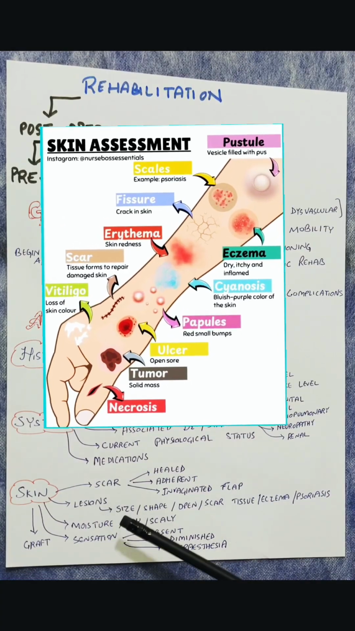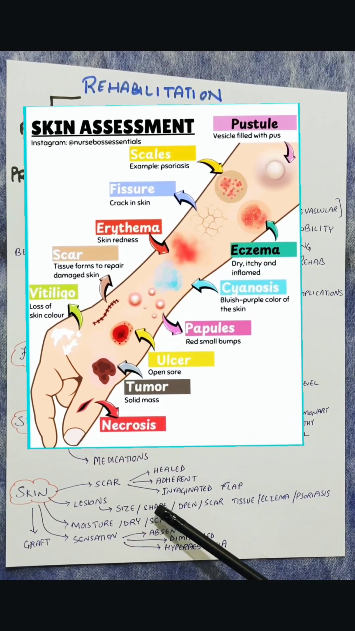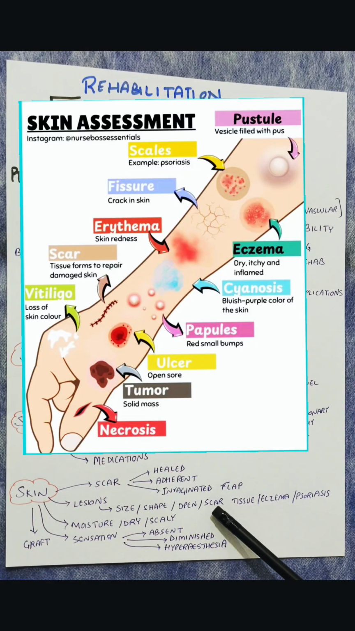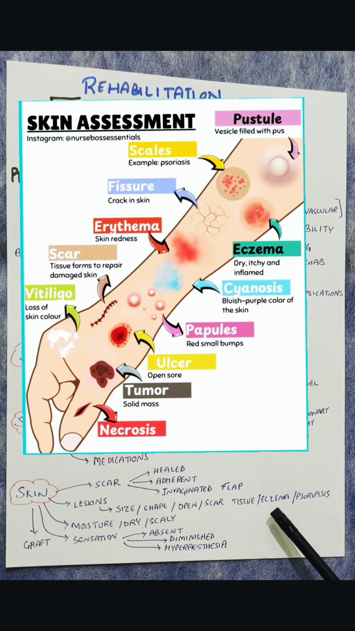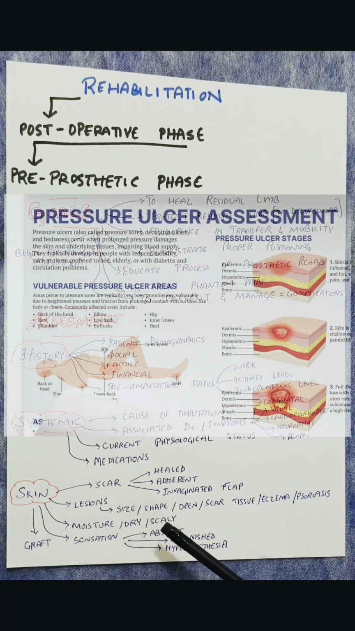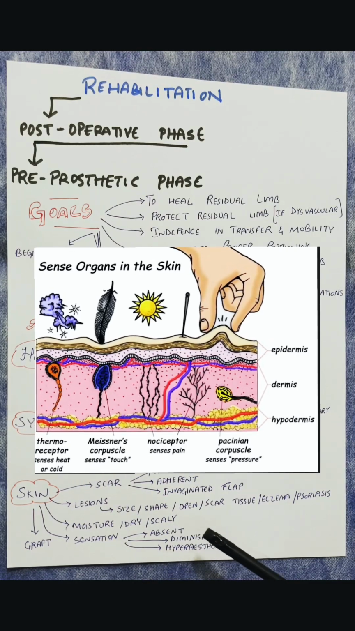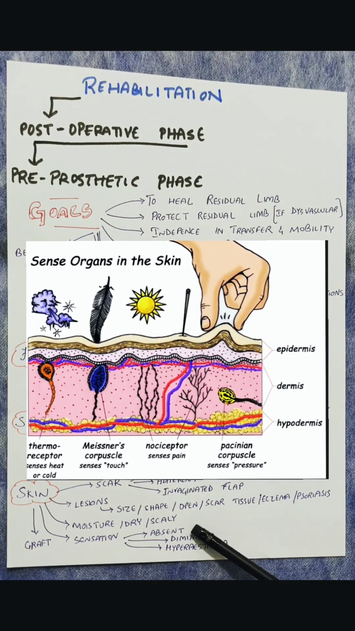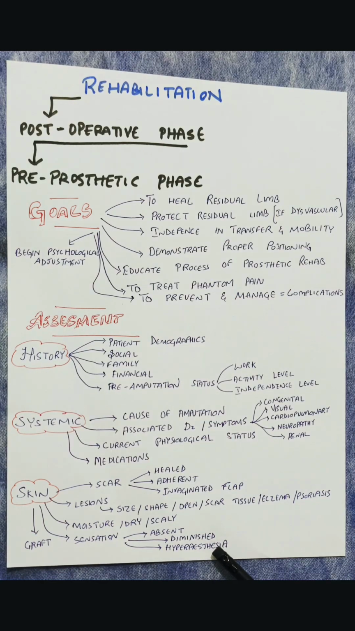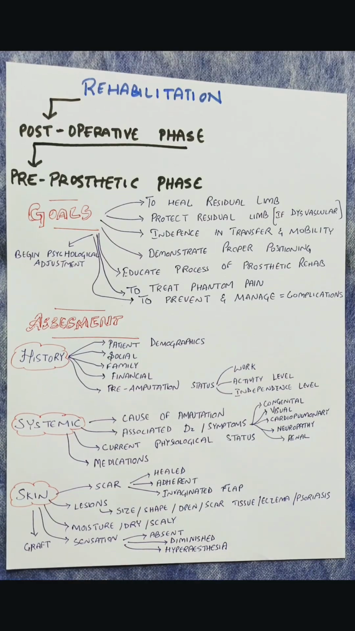We have to check the lesions, the size of the lesion, the shape, whether it is open, whether it has a scar tissue, and dermatological lesions such as eczema, psoriasis, etc. We have to check whether the skin is moist or dry or scaly. We have to see the sensation, whether they can feel the sensations, whether it is absent or it is diminished, or whether it is hyperesthesia, because hyperesthesia is very common in these patients, and the graft has to be checked.